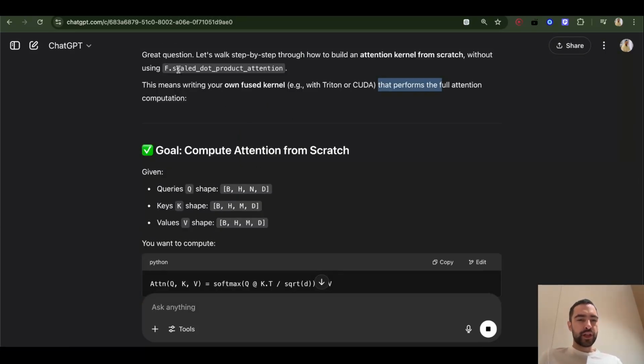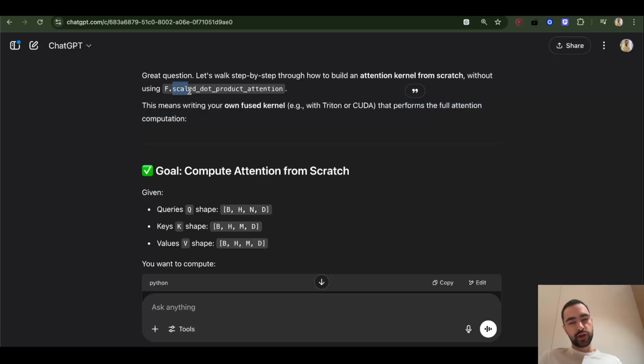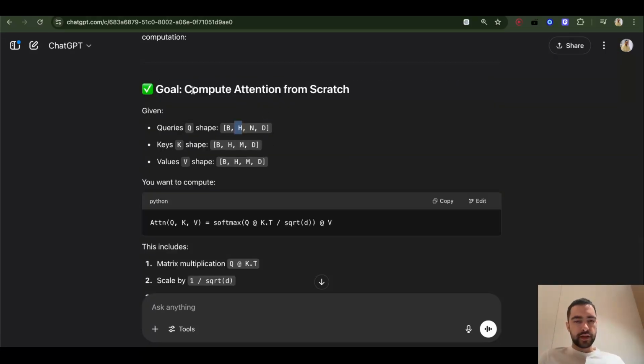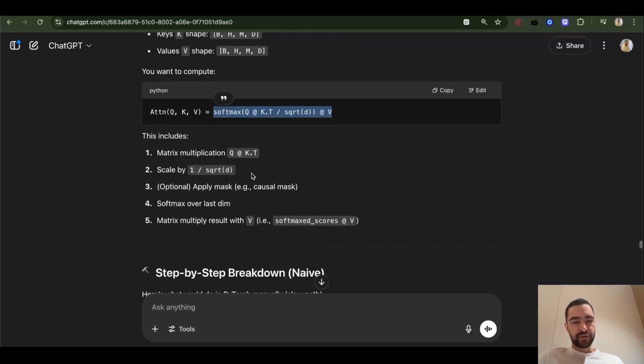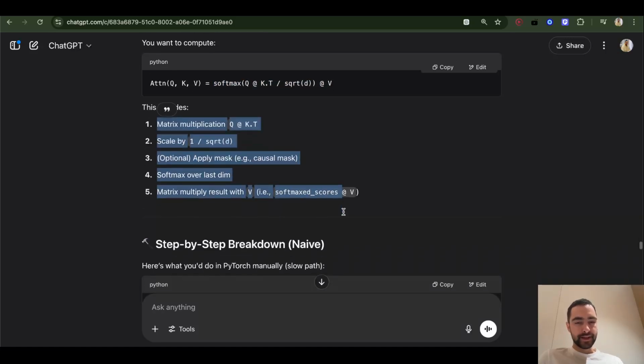So let's see how we can write our own fused kernel with Triton or CUDA that performs the full attention computation instead of using scaled_dot_product_attention. The goal is to compute attention from scratch. So we have query, key, value, and this is the matrix. We start from here: query times transposed key, then divide by the square root of this dimension, then softmax of all of that, and then matrix multiply that with the value. I just explained it here.